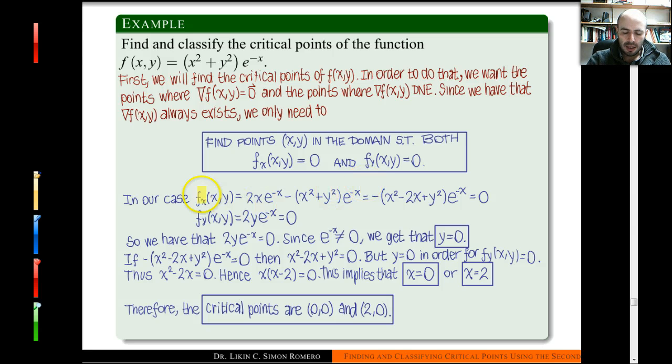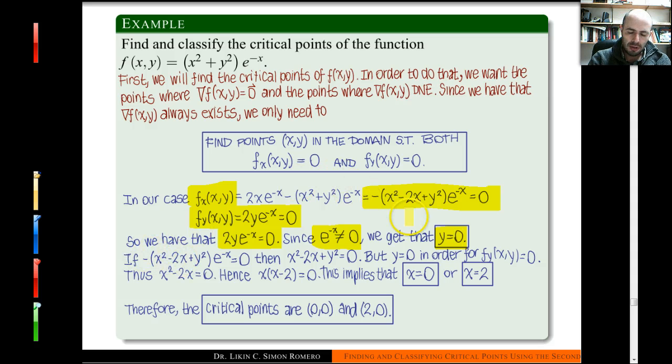I'm just saving a little bit of time, taking the partial derivative with respect to x, that gives you this, and the partial derivative with respect to y, that gives you that, and I'm going to set them both equal to 0. So if I take the second equation, we have that this expression is equal to 0. Since e to the minus x is not equal to 0, I can divide by that and I obtain that y is equal to 0.